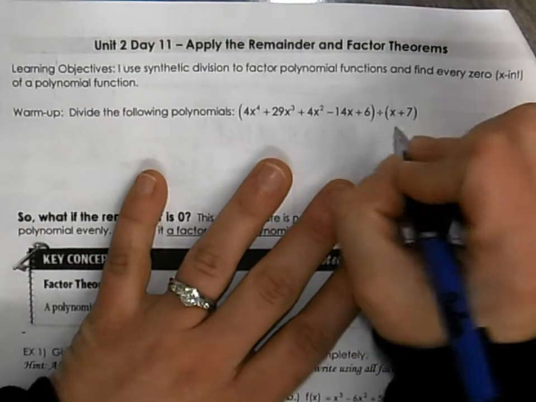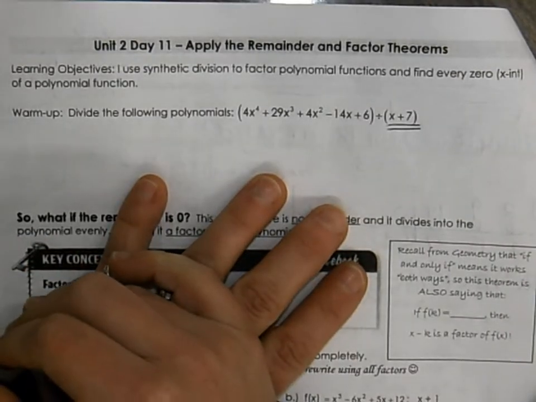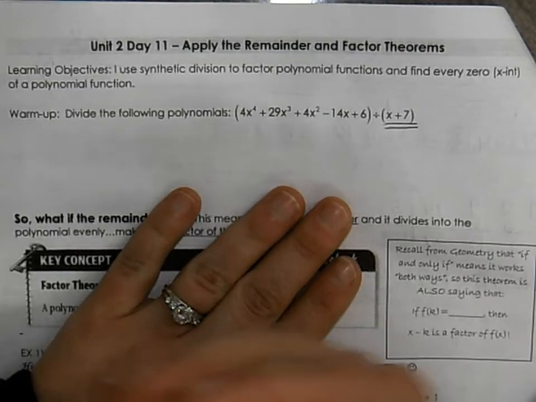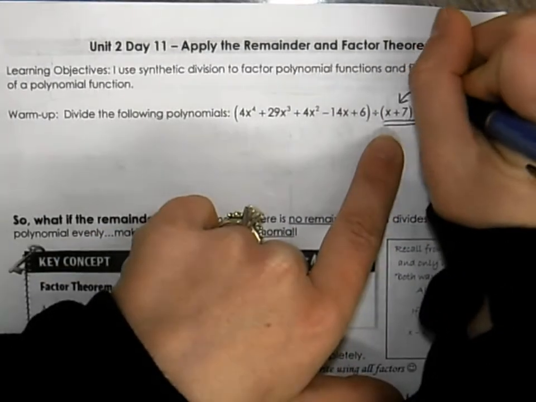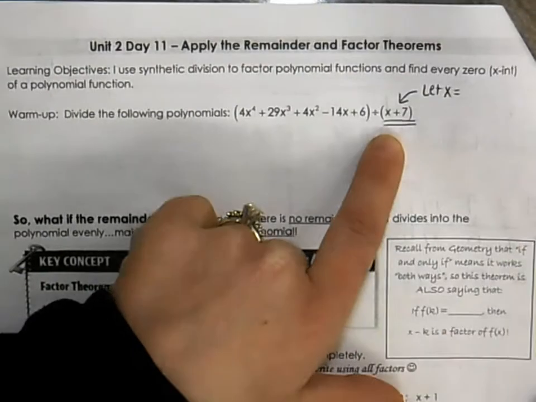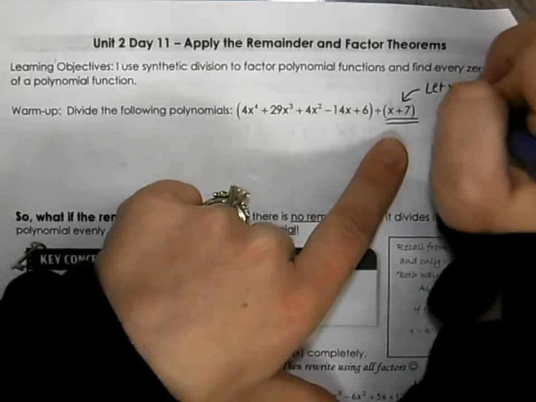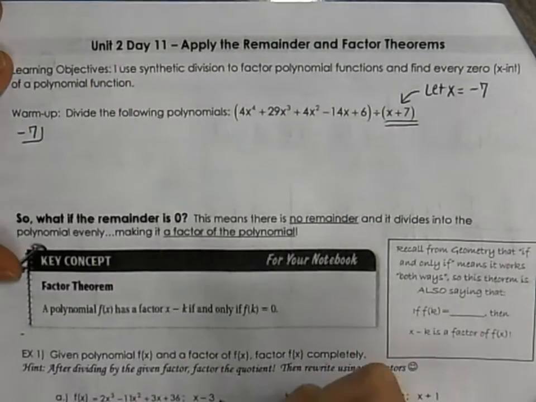So hopefully you notice that we are dividing by a divisor that is a linear binomial, which means that we are allowed to do synthetic division. So in order for us to do synthetic division, we are going to let x equal the x-intercept, or the zero that would be produced from this binomial, and that would be -7. So I'm going to place -7 inside of the box.